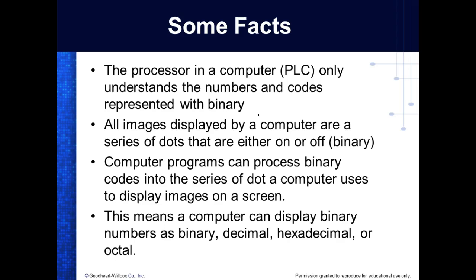They have the ability to process information, so they can take that binary number and display it as a decimal number very, very easily. Computer programs can process binary codes into a series of dots a computer can use to display images on screen. This means the computer can display binary numbers, decimal numbers, hexadecimal. They can display any base because the computer knows the dot patterns to put up there for different things. So our computer uses different bases.